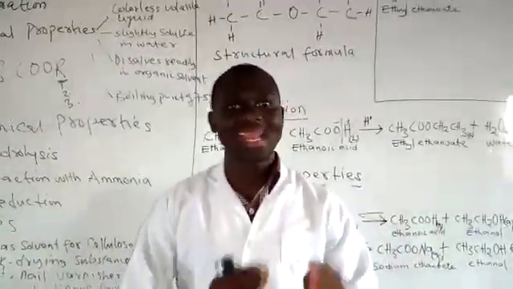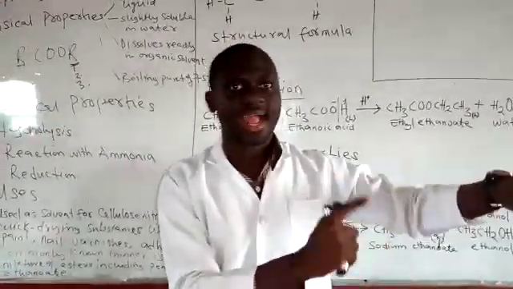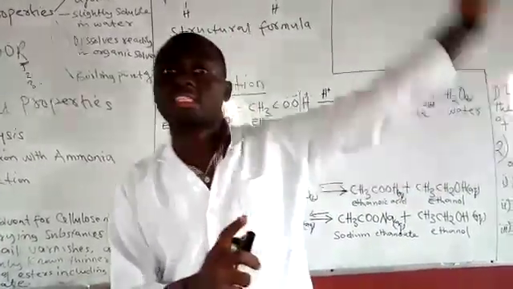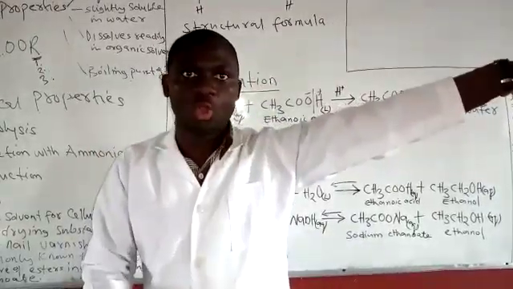And when you subject ethyl ethanoate to hydrolysis, it gives you ethanoic acid and ethanol. Remember, these are the components that were used for its synthesis. So when you use water to break the bond, it leads to the formation of those components. Okay? So look at the reaction here.